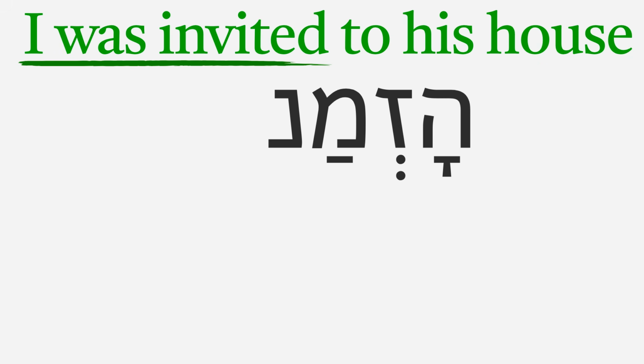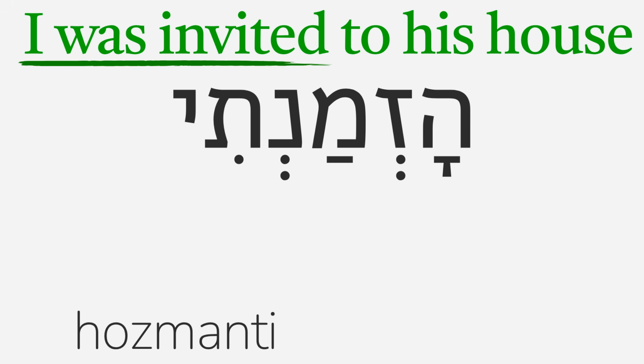The verb I was invited will be the root zayin mem nun in the Hufal binyan. The subject is I, and the tense is past. The simplest form of the past tense, hozman, he was invited, can be changed into the verb I was invited by adding a ti ending. Hozmanti, I was invited.